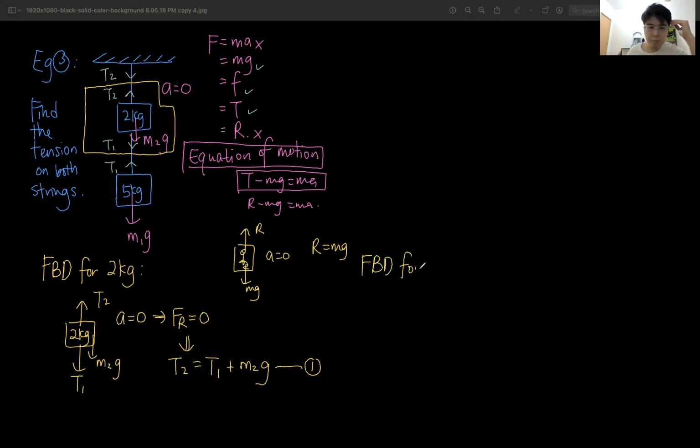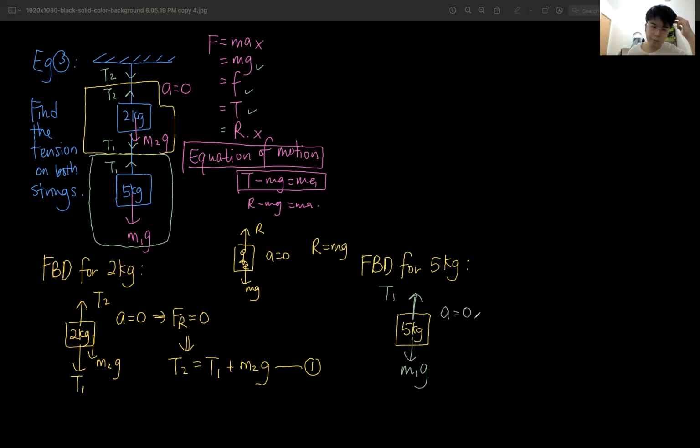FBD for 5 kg. OK，我们拿只是5 kg，这边我拿 T1, 然后 we have m1g. Only 2, only 2. What is acceleration? Again 0. So F resultant 0, then T1 equals m1g. That is equation number 2.